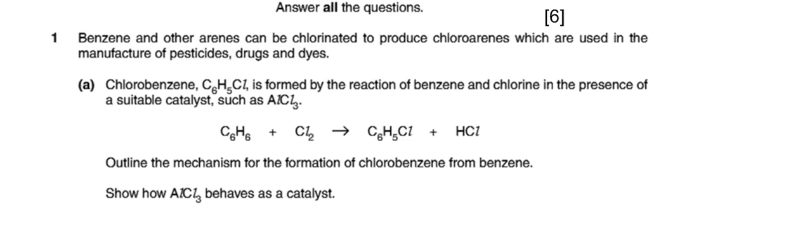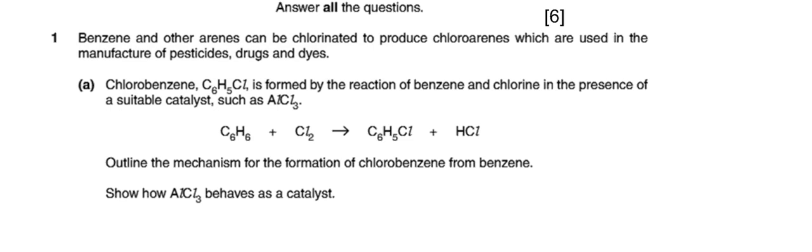When we look at benzene, we have to know the mechanism. It's a standard question here, 6 marks. Benzene and other amines can be chlorinated to produce chloroamines, which are used in the manufacture of pesticides, drugs, and dyes. That's the normal blurb you get at the beginning of an exam question. Chlorobenzene, C6H5Cl, is formed by the reaction of benzene and chlorine in the presence of a suitable catalyst, such as aluminium chloride. They've given you the equation.